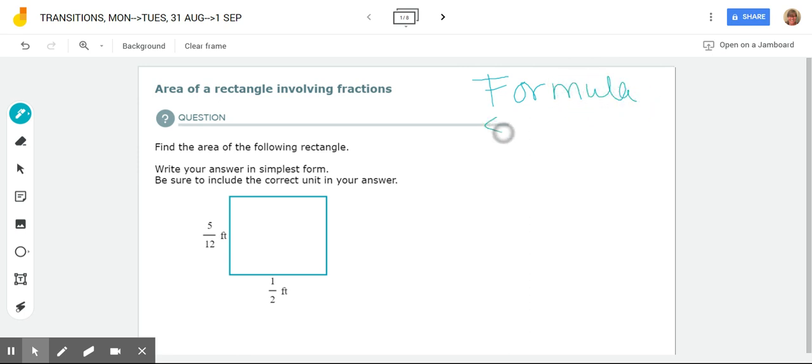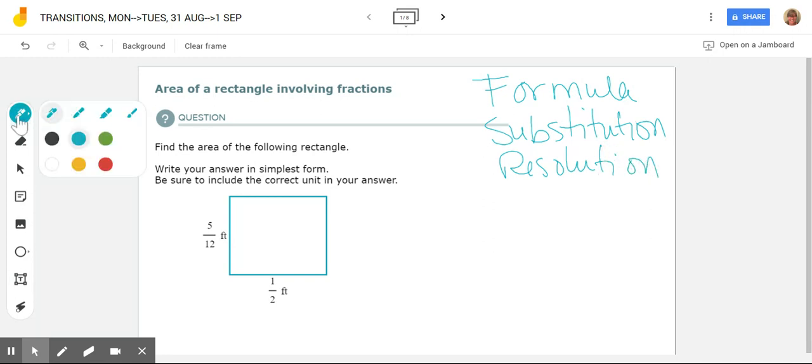Formula, substitution, resolution. Copy it down and remember it. That's what you're going to do. Whenever you hit something that has a formula, seriously, if you can remember these 3 steps, you will be so much better. So the first step is to read the problem, obviously.